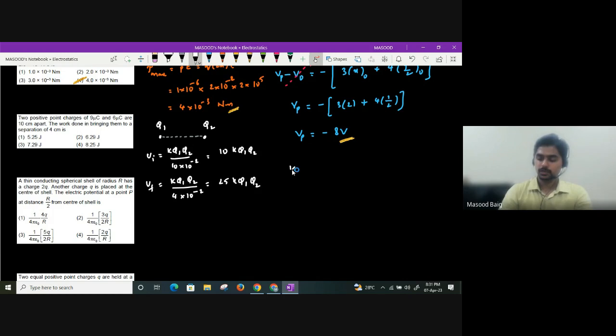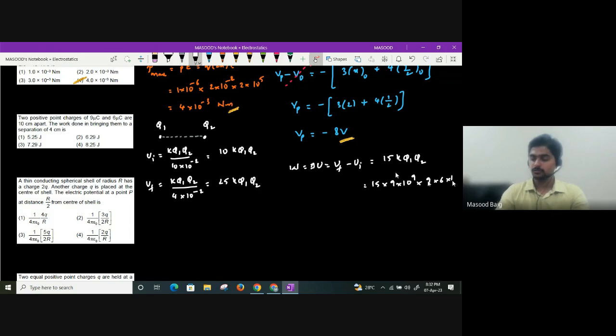So what is the work done with that? It will be change in potential energy, which is final minus initial. Finally, you have 25, initial you have 10. So overall you will get 15 K Q1 Q2, right? 15 into K value, as you all know, it is 9 into 10 power 9. Q1 is 9 microcoulomb. I'll write directly later, guys. Q2 is 6 microcoulomb. 9, 6, 54 and 10 power minus 12 you can take.